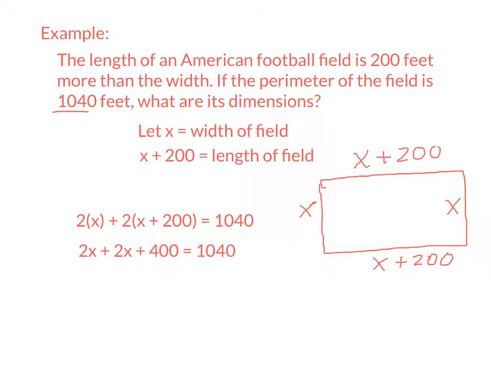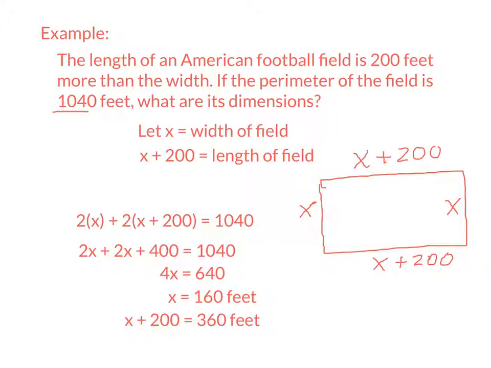So if we get rid of the parentheses, we end up with 2x plus 2x plus 400 equals 1,040. Well, now if we combine like terms and subtract 400 from both sides, we should get, and this yields 4x equals 640, and now if we solve for x, it comes out equaling 160 feet. So that's what we get for the width of the field. Now the length of the field is simply x plus 200, and the length therefore would be 360 feet. So the answer we've come up with for the dimensions of the field are 160 feet wide by 360 feet long.